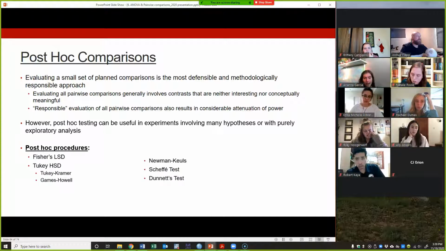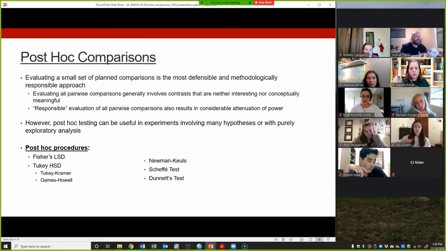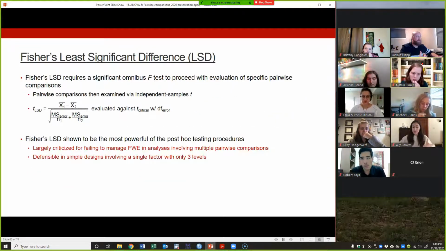Okay, the thing with post hoc comparisons is we've got a lot of different options, and knowing what these different procedures do, how they're calculated, and the strengths and weaknesses of these different ones becomes important in thinking about which tests, if I'm going to run some post hocs, which one am I going to use. Okay, so classic approach, known as Fisher's least significant difference, or Fisher's LSD.